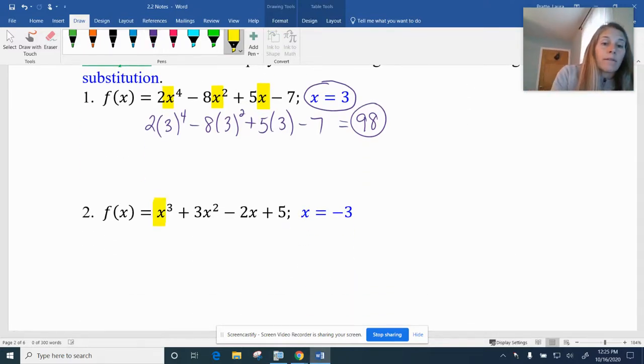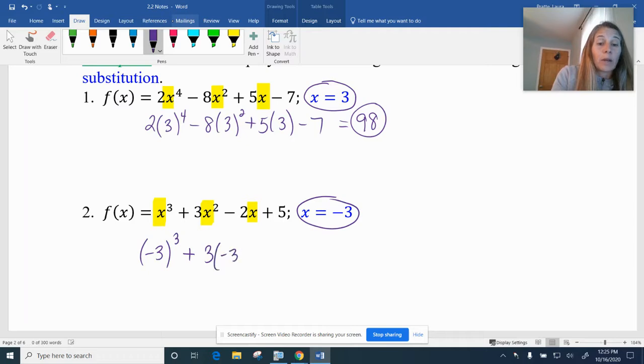Okay, so now the next example, we're going to do basically the same thing. This time we have 3 places to put that number in. And this time we're putting in a negative number. So I often find that people are more apt to make mistakes when the number that they're substituting in is a negative. It's just an extra thing that you have to be careful about.